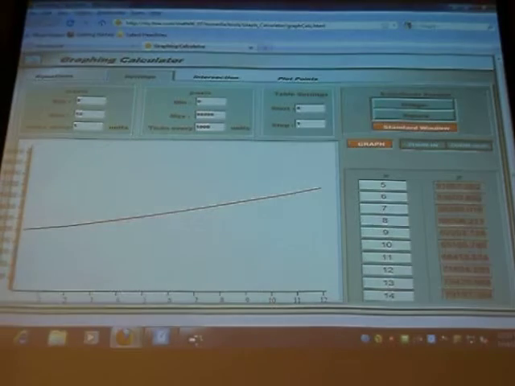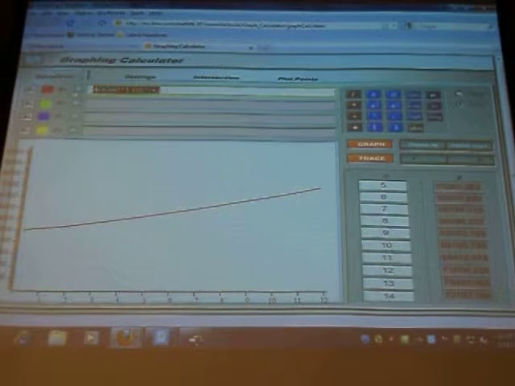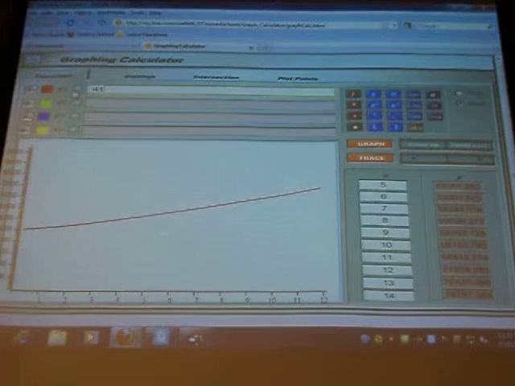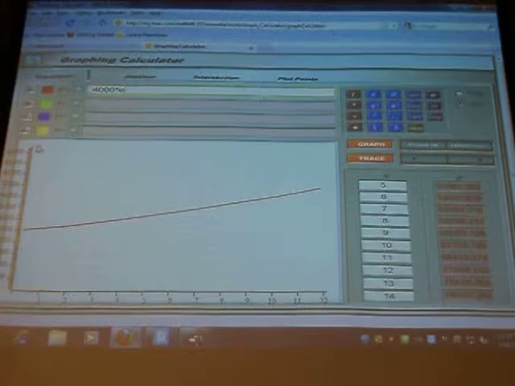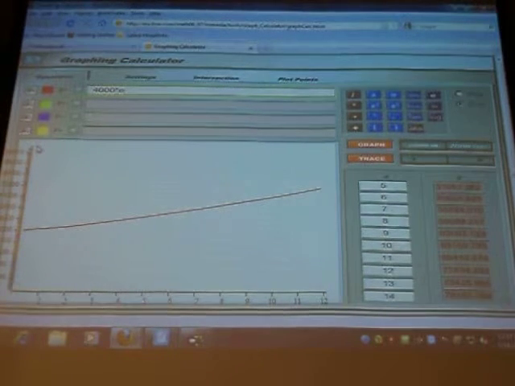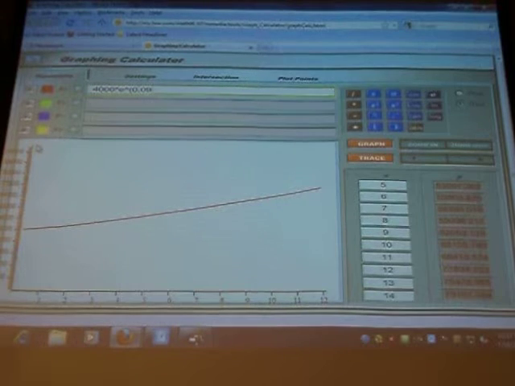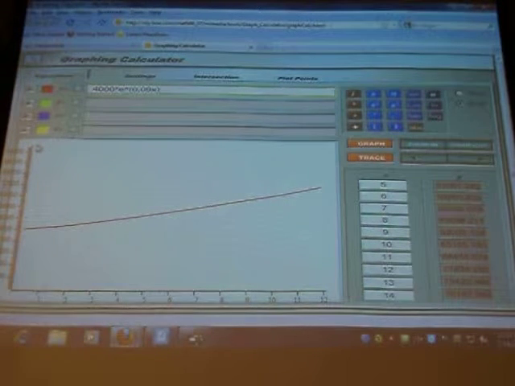So I just need to graph this. My equation was 4,000 e to the 0.09t. So I would do 4,000 times, and then you can click the E over here, or if you just type E on the keyboard, it'll understand that. Then raised to the parentheses, 0.09, and then put your x instead of your t.